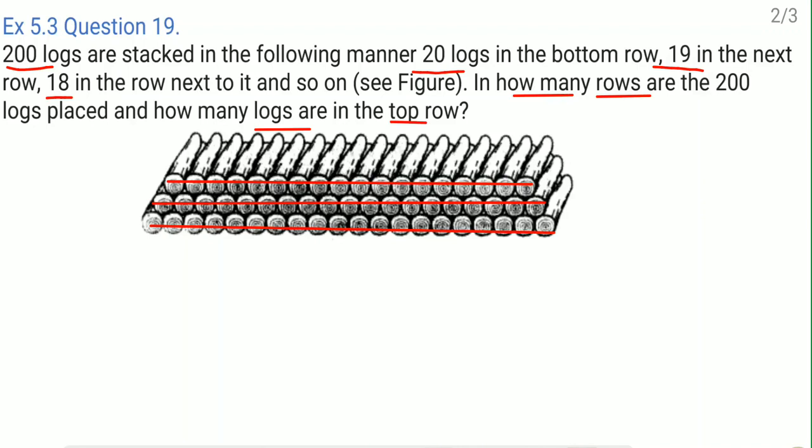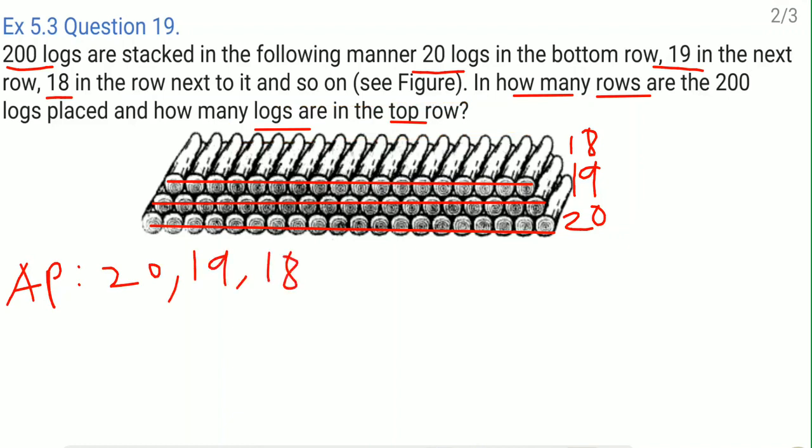Okay. So what they said here, see once again, 20 logs are here at this place, then 19, then 18. In this way, the number of rows will keep on increasing, but the number of logs keeps on decreasing by 1 in each row. Okay, so here I'll first write down the AP. So this AP is 20, then 19, then 18, and so on. So here I'll write down the total number of logs, that means the sum of all the logs, which is equal to 200.